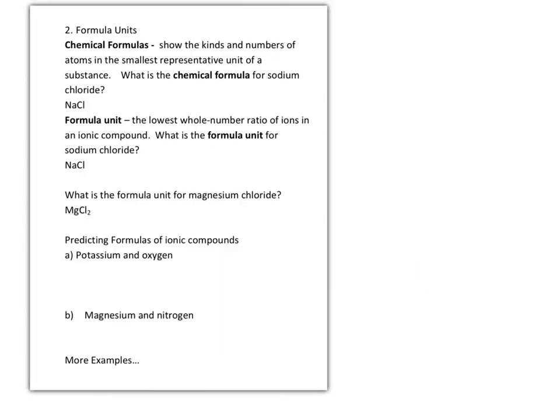So formula units. Basically, chemical formulas show the number and kinds of atoms. And we will be working on this in chapters 7 through 9. The formula unit is the lowest whole number ratio. So if you look at the formula unit for sodium chloride, it's NaCl. What is the formula unit for magnesium chloride? MgCl2. Okay, those are the lowest. And let's look at writing formulas for some ionic compounds using the electron dot method. So if we start here, we have potassium, and I'm going to do this over here.